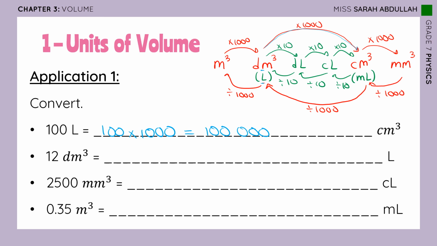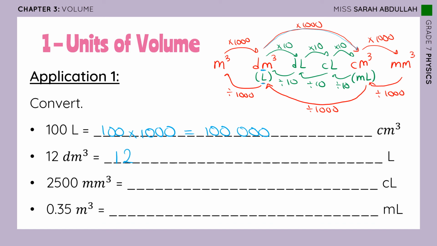The next one, it says 12 cubic decimeters. So I'm right here. I need to convert to liter. Wait, but decimeter cube is the same as liter. So it's the same. I'm in the same spot. So it is equal to 12 liters.